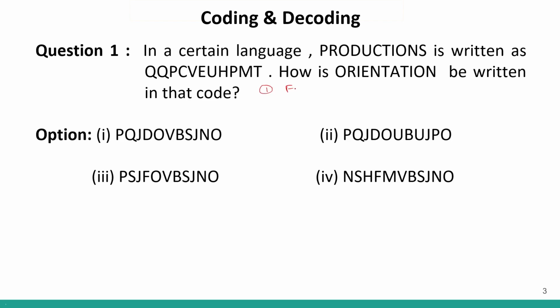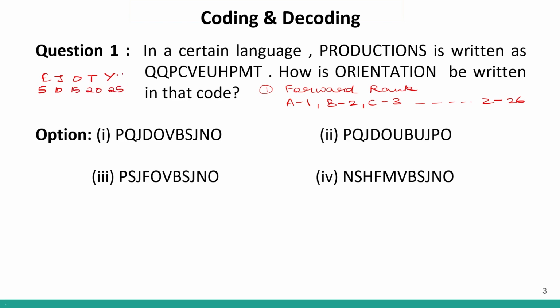The first concept is forward rank. What do you mean by forward rank? Basically, we assign numbers to each alphabet in increasing order. That means A is assigned 1, B is assigned 2, C is assigned 3, until Z is assigned 26. So these are your forward ranks. There is a shortcut to remember forward rank, which we have discussed, which is called EJOTY. E is 5, J is 10, O is 15, T is 20, and Y is 25. So this is also a shortcut that is used to remember the forward ranks.